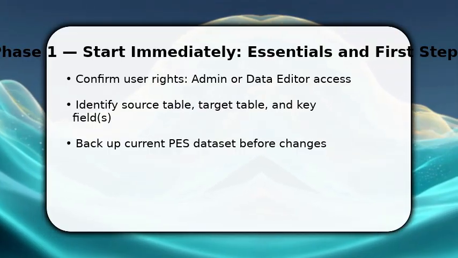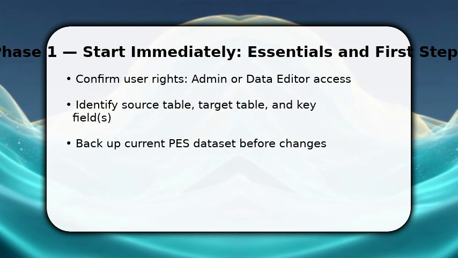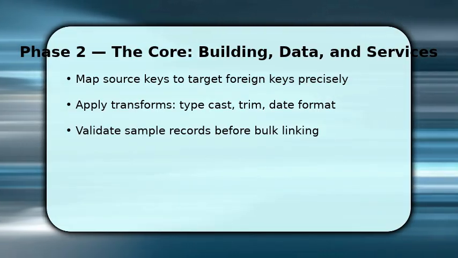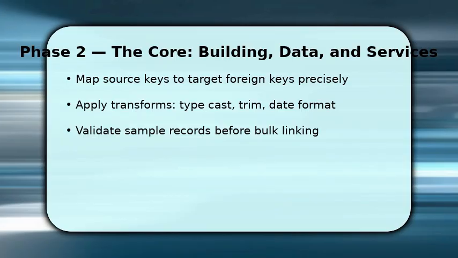Begin the actual link by selecting the source record set for mapping. Now you map fields, drag or assign each source key to the corresponding target field and name the relationship clearly. While mapping, apply transforms where needed. Type cast numbers, trim whitespace, and normalize date formats so the link succeeds.